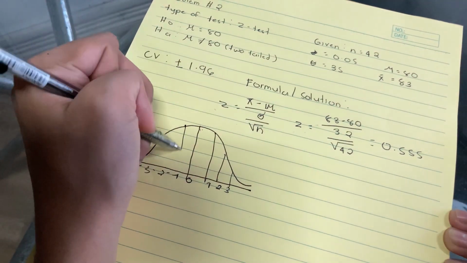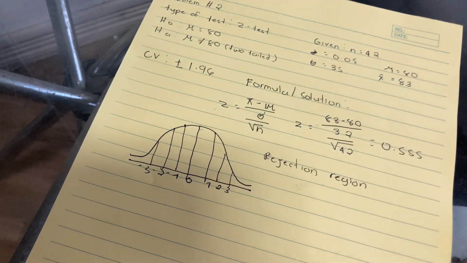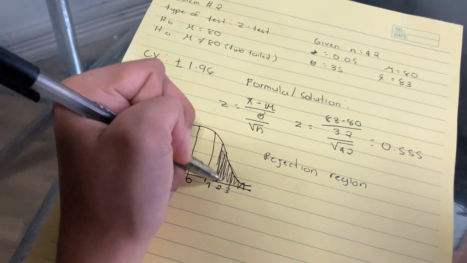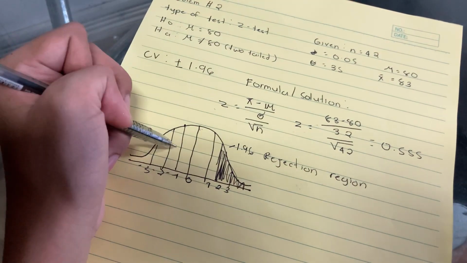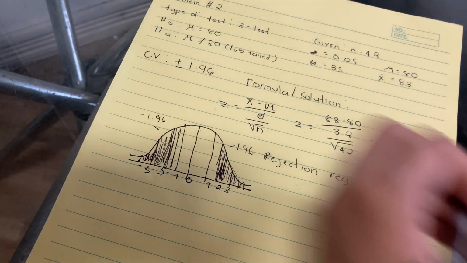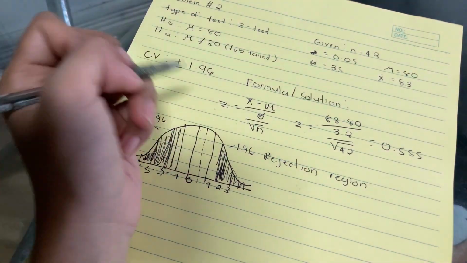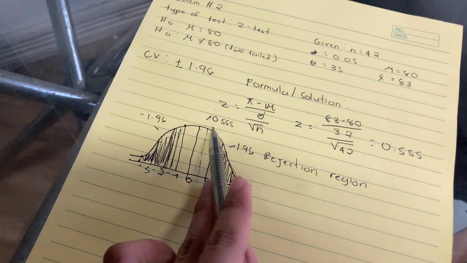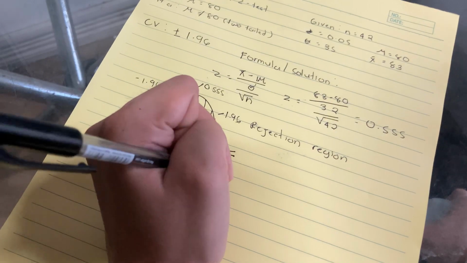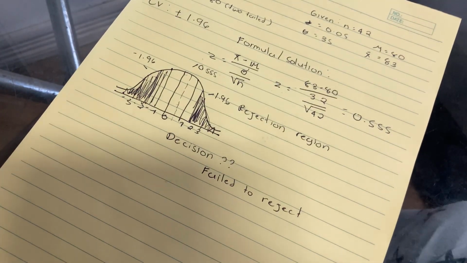Just like the other problem, gagawa din tayo ng graph. Now, let's draw a graph. Since ang critical value natin is positive and negative, i-shade natin siya sa both positive and negative sides. Now, let's draw a line kung saan yung ating computed value. So, positive 0.555 siya. So, hindi siya lumagpas sa rejection region, meaning the decision will be fail to reject.